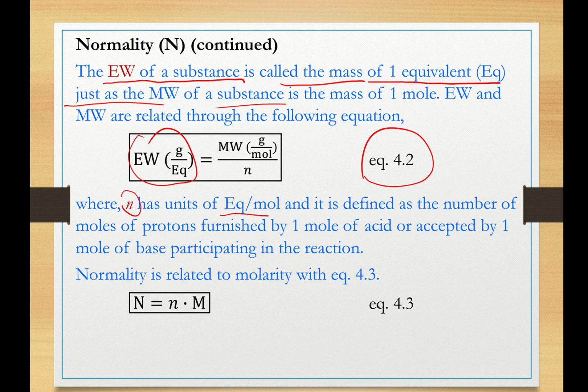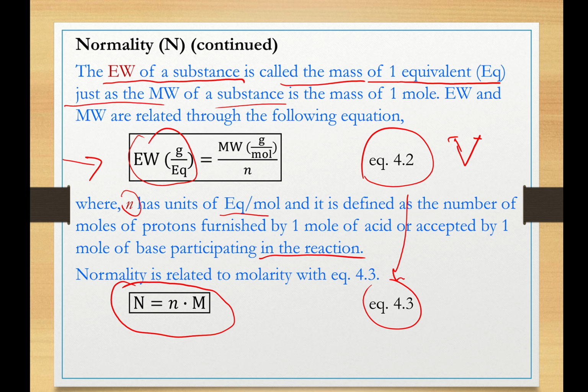Normality, so if you factor in the unit volume, then you will derive equation 4.3, which is normality equals N times M. And again, N is the equivalents per mole. It is defined as the number of moles of protons furnished by 1 mole of acid or accepted by 1 mole of a base participating in the reaction. So, again, I emphasize, you need to know the reaction. Most of us are familiar with this. We are not familiar with equation 4.2, but you better get familiar now, because you're going to use it extensively to calculate doses of electrolytes and other drugs, ionic drugs.